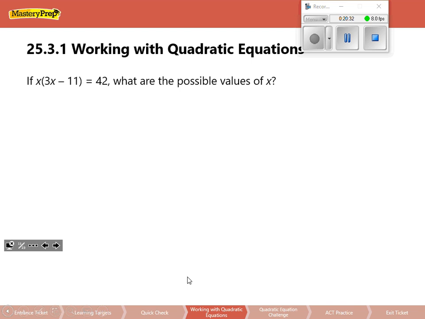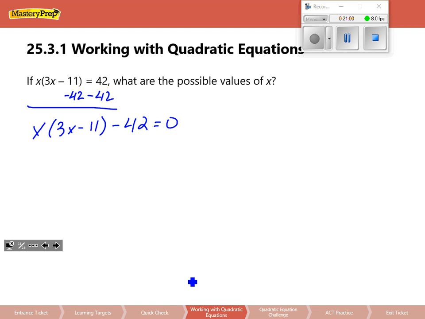The next one: if x times 3x minus 11 is equal to 42, what's the value of x? What can we do first? Yep. So we can subtract 42 from both sides because we do need it equal to 0, which would be x times 3x minus 11 minus 42 is equal to 0. Then what can we do next?